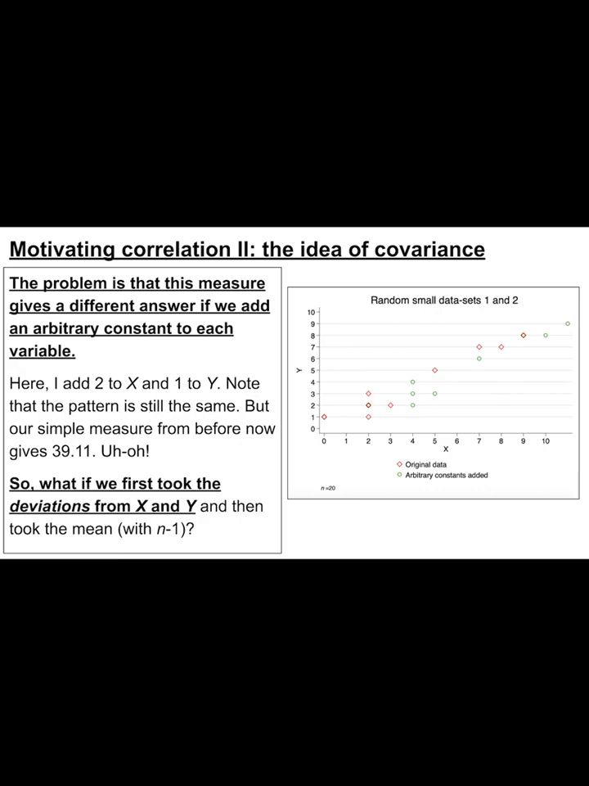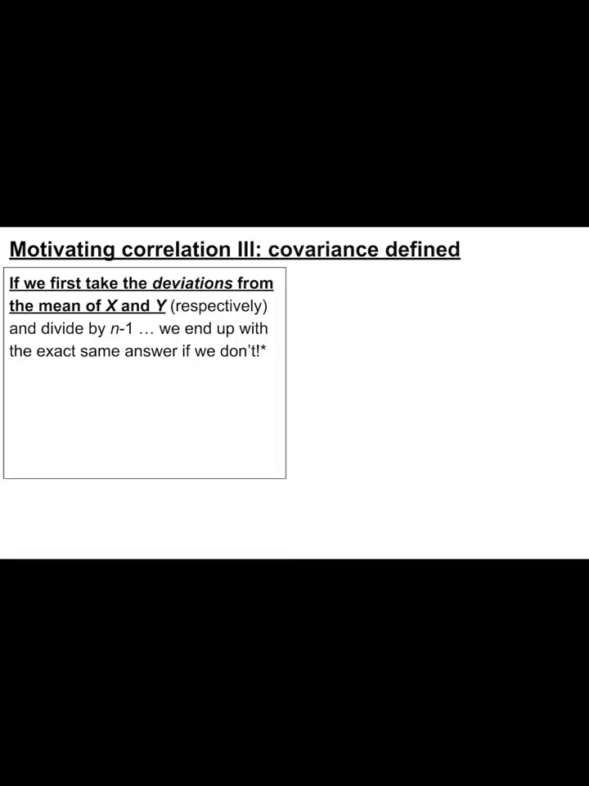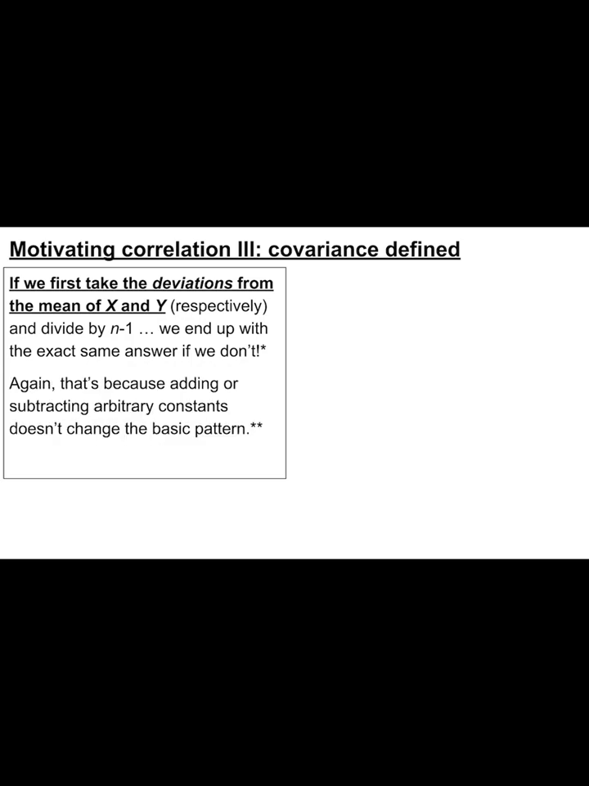But it turns out that the mean dot product, as we'll call it, doesn't capture that well. So what if we first took the deviations from x and y, and then we take the mean? I can show you what that looks like here. If we first take the deviations from the mean of x and y respectively, and then we take the mean deviation by summing up all the co-deviation products and then dividing by n minus 1, we're actually going to get the same exact answer as if we don't do that.